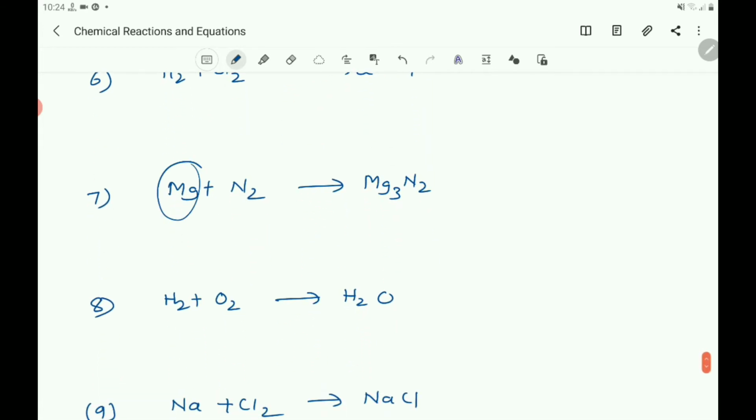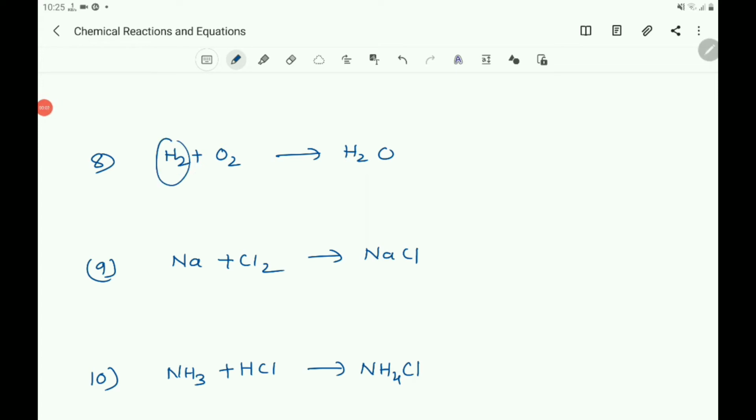Next, magnesium reacts with nitrogen to produce magnesium nitride, which is a single product here. This is also an example of chemical combination, as two reactants react to give magnesium nitride, which is a single product. Here magnesium, one atom is there, here 3 atoms. So to make it equal, you write 3, and N2 the same number of atoms, and you got the balanced chemical equation.